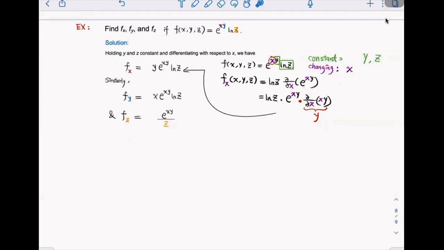Now to do this, we need to use the chain rule. So for the exponential function, the derivative here will be e to the xy. And by the chain rule, multiply with the derivative of this inner function, xy, with respect to x. Now, because y here is regarded as a constant, the derivative of xy with respect to x will be y. So the result will be y times e to the xy times ln of z.